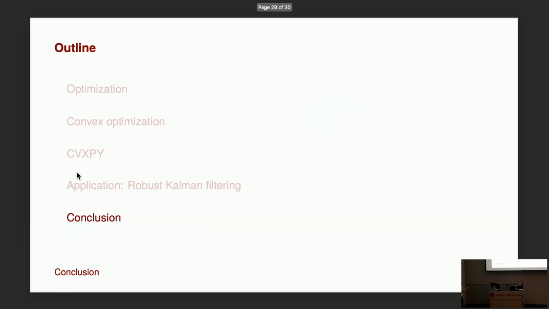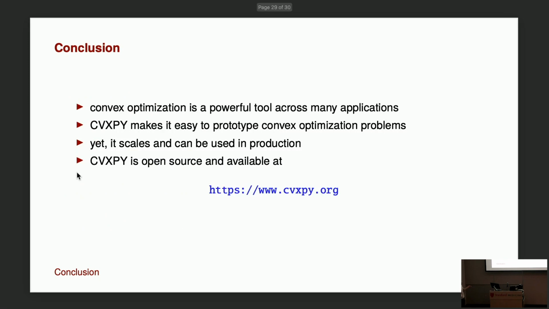All right, that's about it. Promise is, convex optimization is a powerful tool. It's used widely. CVXPY makes it easy to prototype. Anytime you find yourself trying to find the best of something or trying to model something or fit data, it can work amazingly well. It scales well. It's used in production by many people. It's all open source. Every piece of the entire stack is open source, and it's available at cvxpy.org.